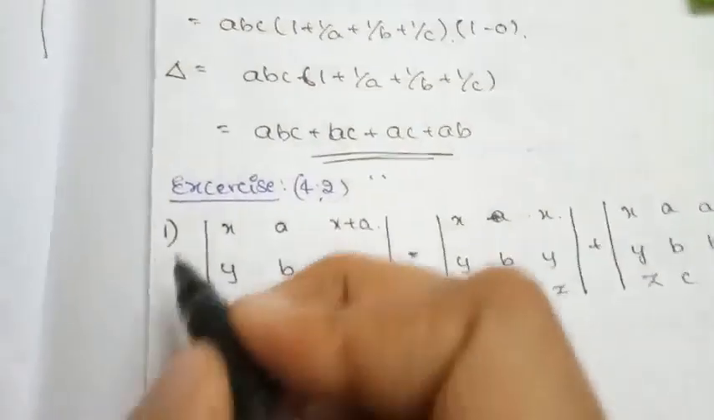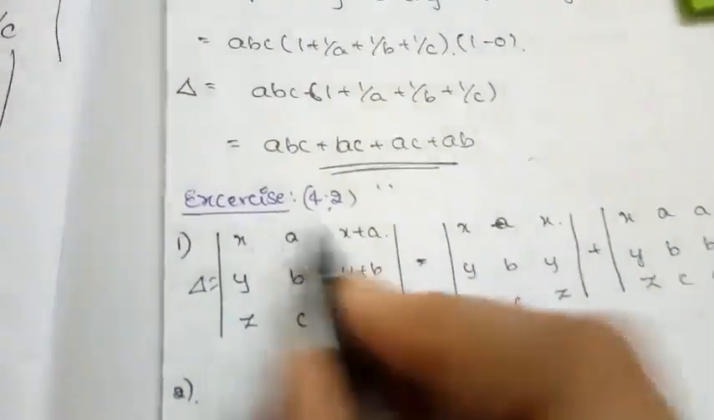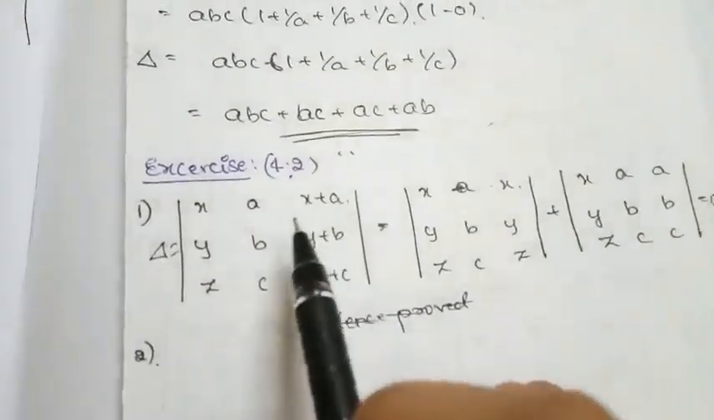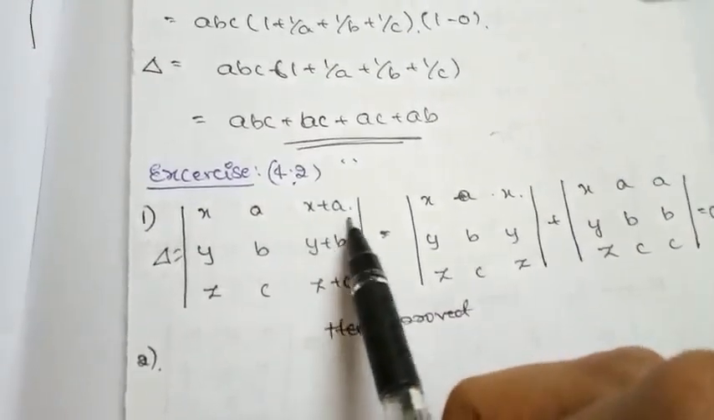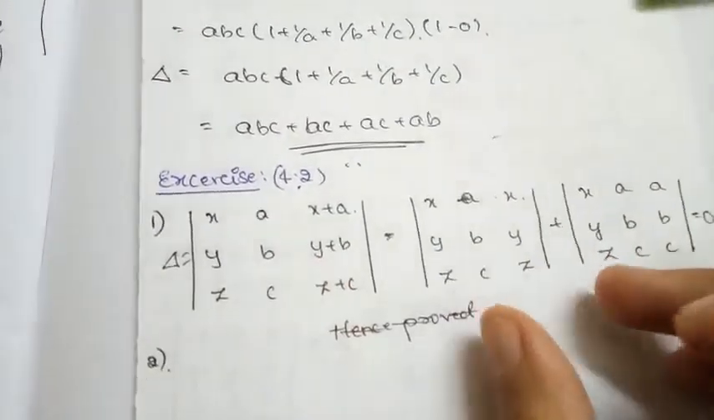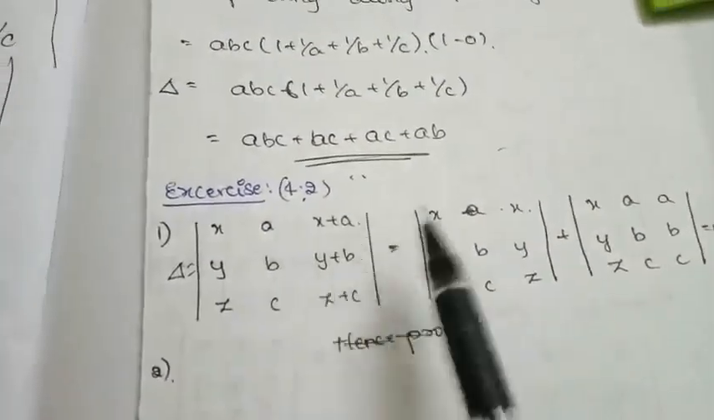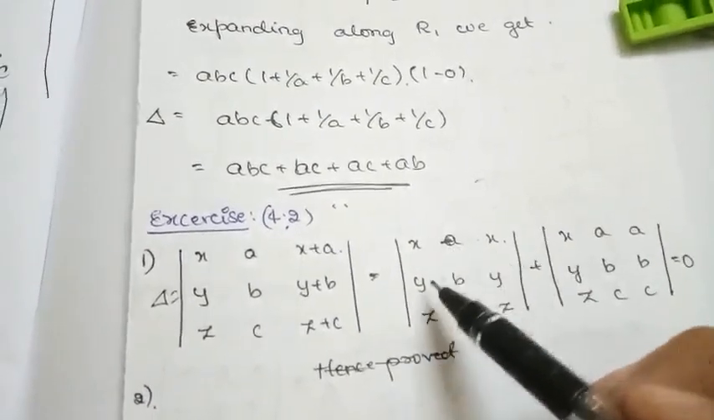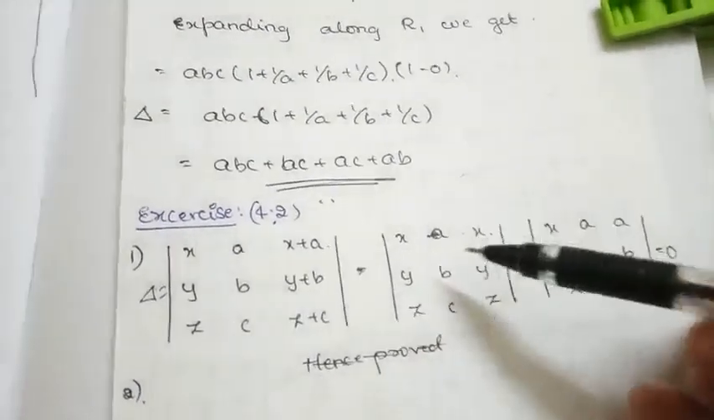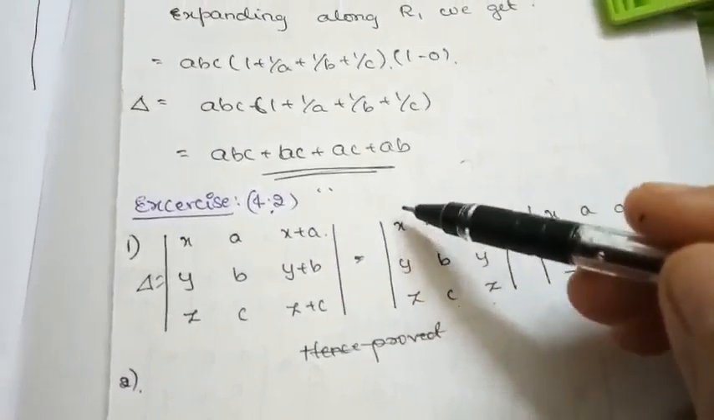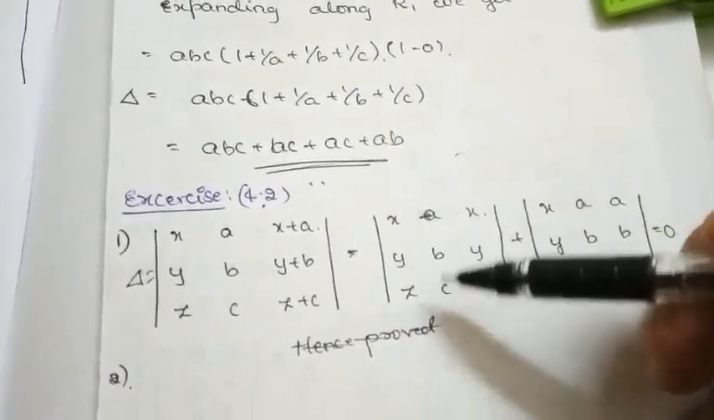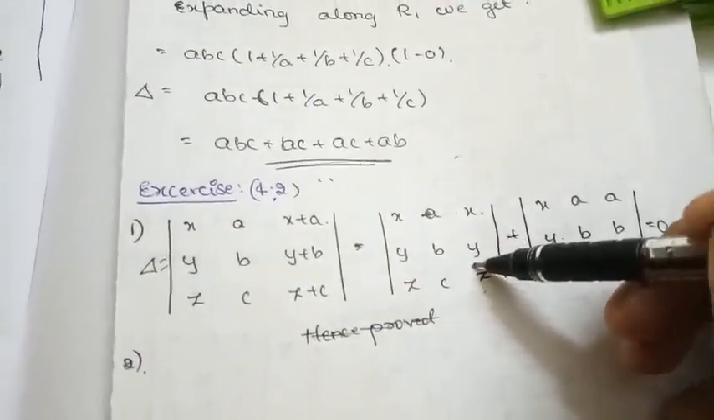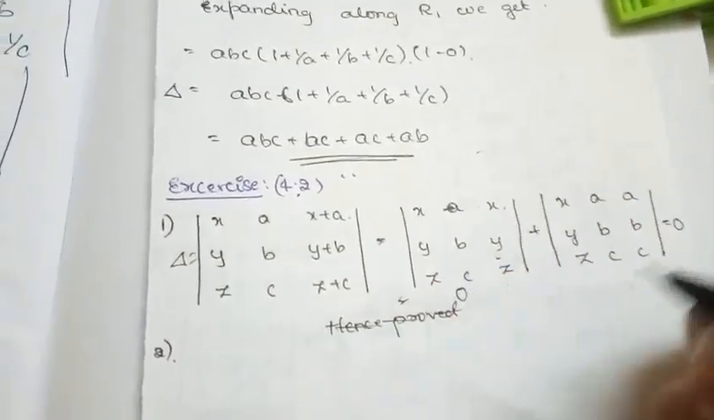So let us consider that determinant delta is equal to the determinant. According to property 5, we know that if any row or column is expressed as a sum of 2 or more terms, then it can be expressed as a sum of 2 determinants. So I am expressing this determinant as a sum of 2 determinants. The first determinant becomes x, a, x, y, b, y, z, c, z. By looking properly, column 1 and column 3 are identical. When 2 rows or 2 columns are identical, the value of the determinant is equal to 0. So the value of this determinant becomes 0.